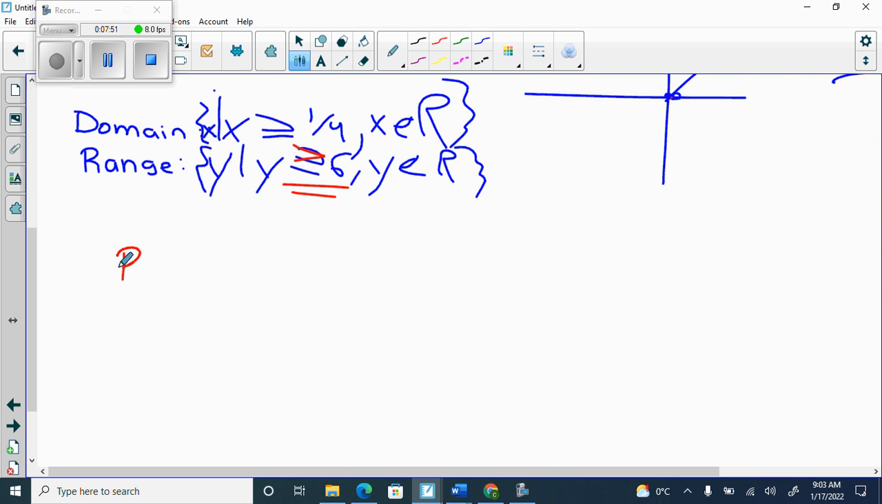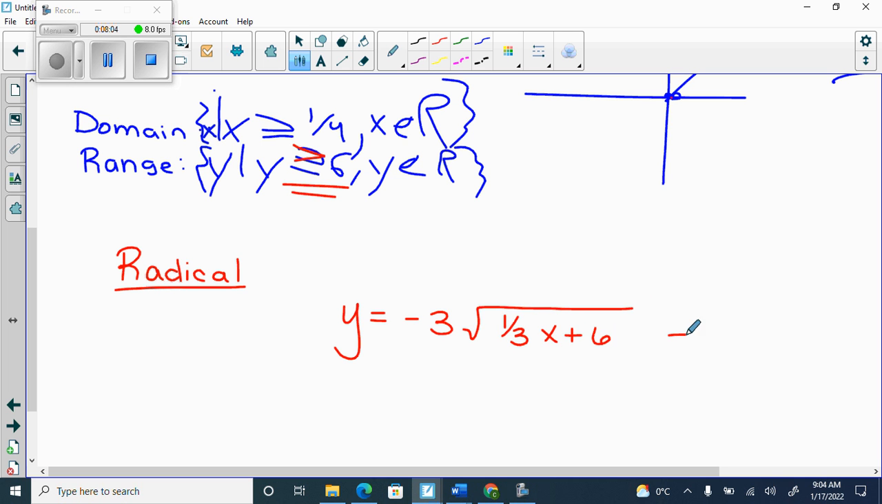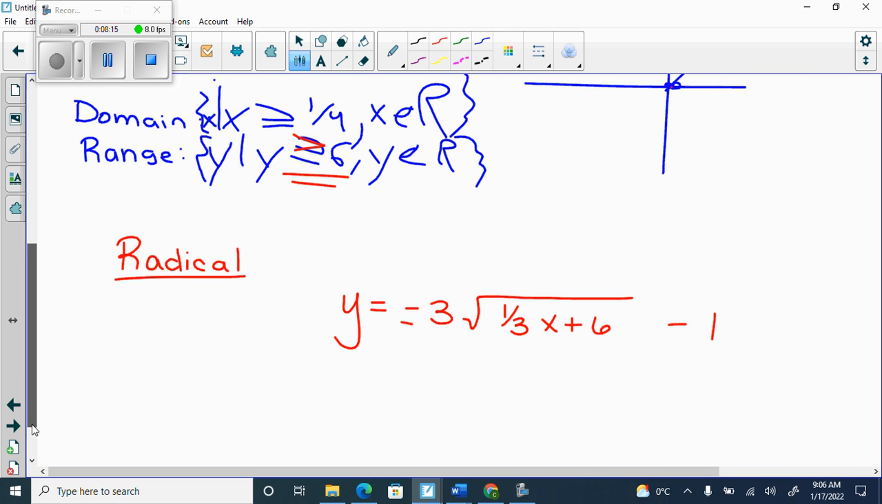Rationals. Actually, I'm going to do one more radical. I want you just to give me the domain and range to this. Ready? Okay, go. All right, class. Okay. What does this mean? That's negative. Jack, I didn't ask you. That's negative. So what does that mean?